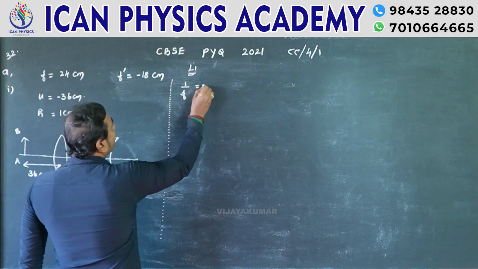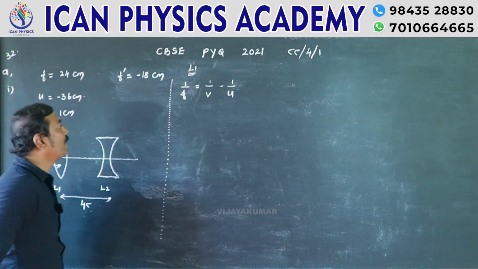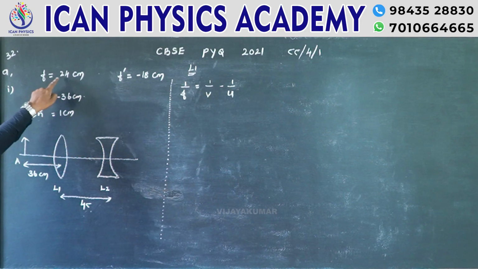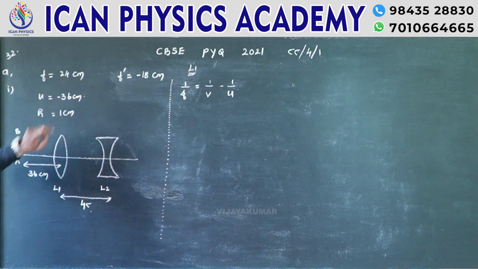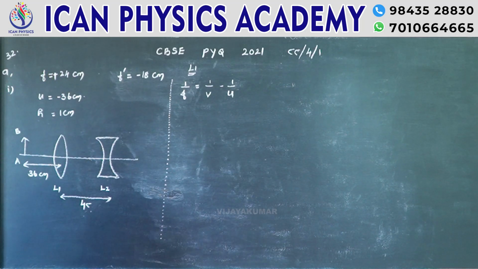1 by f equals 1 by v minus 1 by u. Here, the focal length is 24 centimeter. Here it is taken as positive. Why is it taken as positive?